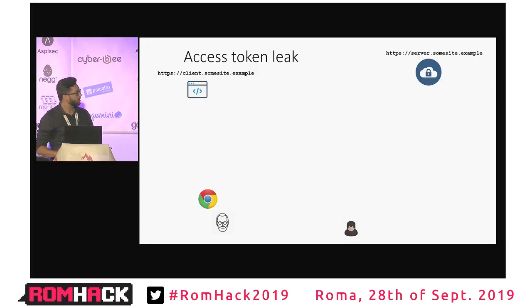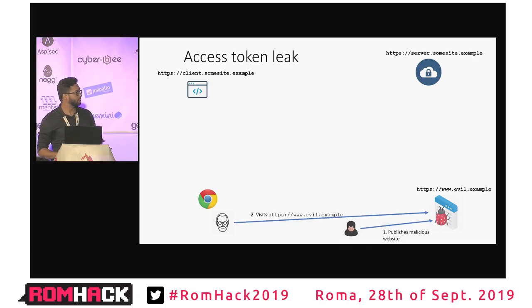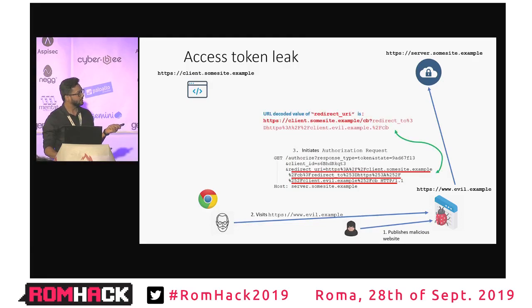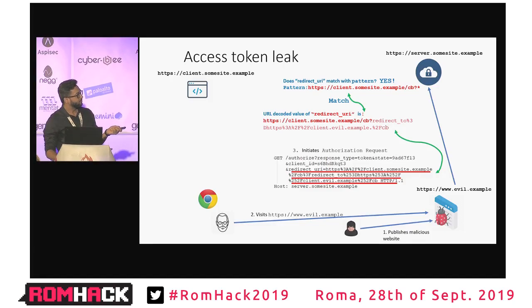So let's see how this happens. The attacker publishes the malicious website, which is evil.example. The victim clicks on that link, and the evil website creates an authorization request with the redirect URI as the one underlined. So if you decode this redirect URI, you'll get this. If you remember the pattern, it is matching the pattern because there was a star at the end. So the attacker has successfully injected this redirect_to, and probably misused this redirect_to parameter here, to inject his evil.example website.